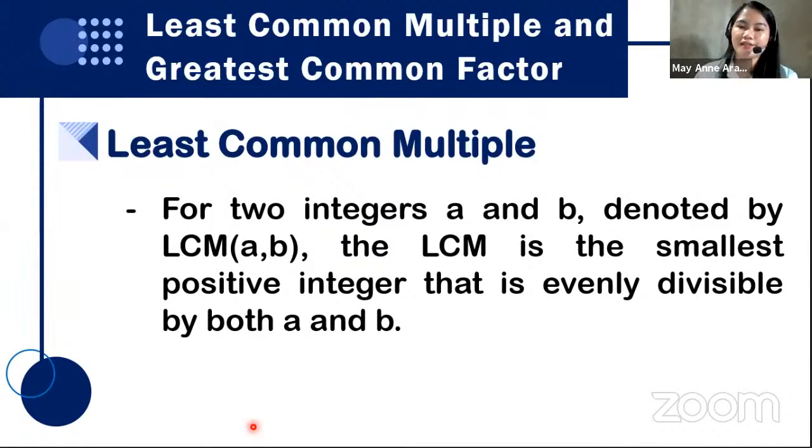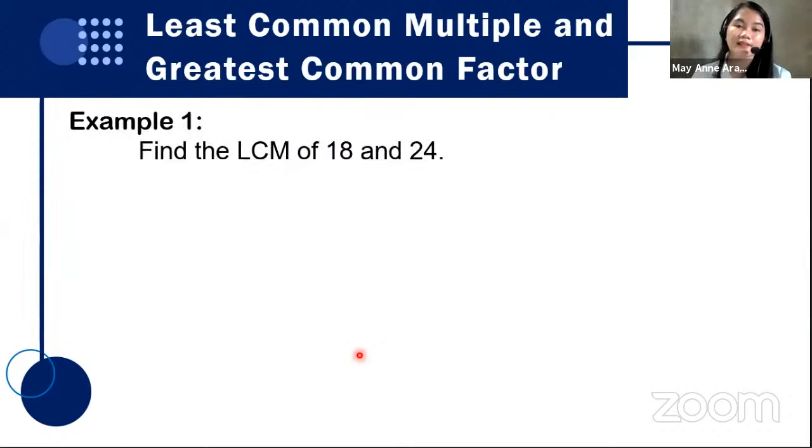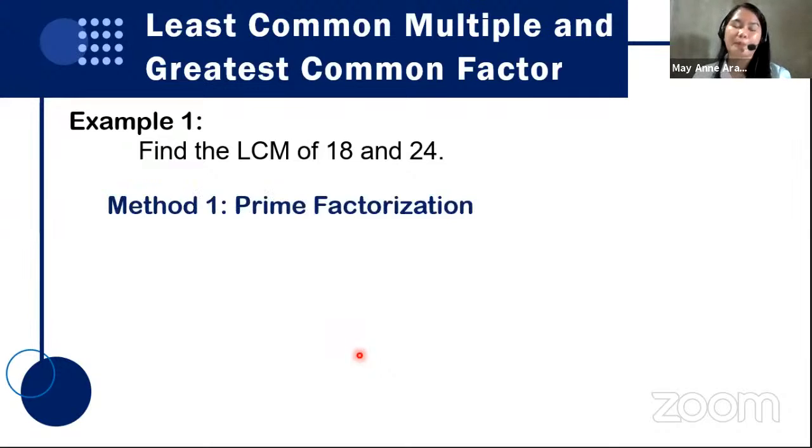For two integers A and B, denoted by LCM of A and B, the LCM is the smallest positive integer that is evenly divisible by both A and B. Okay. Example: find the LCM of 18 and 24. We have two methods here. The first one is prime factorization. Let's have the prime factors of 18. We know that 18 is divisible by 2, so 2 times 9. And 9 can still be factored: 9 is 3 times 3. So we have 2 times 3 times 3, the prime factorization of 18.